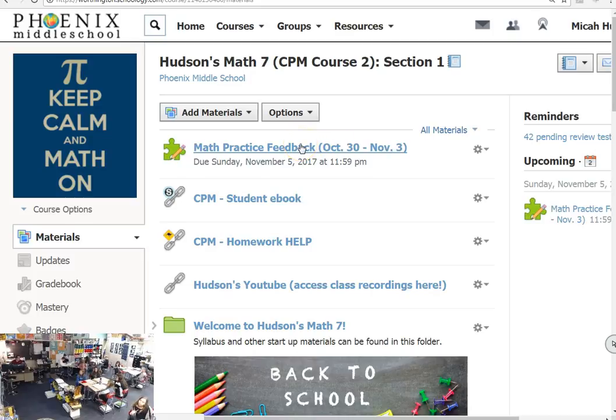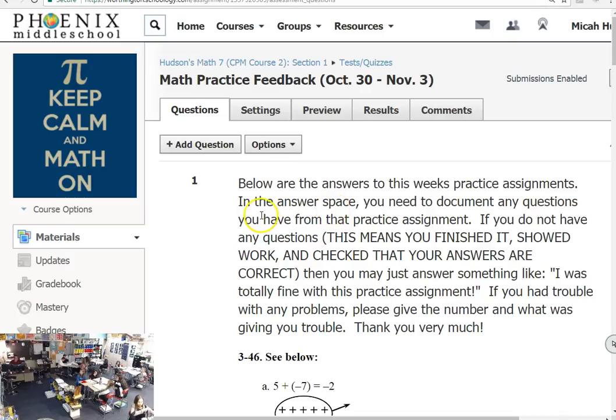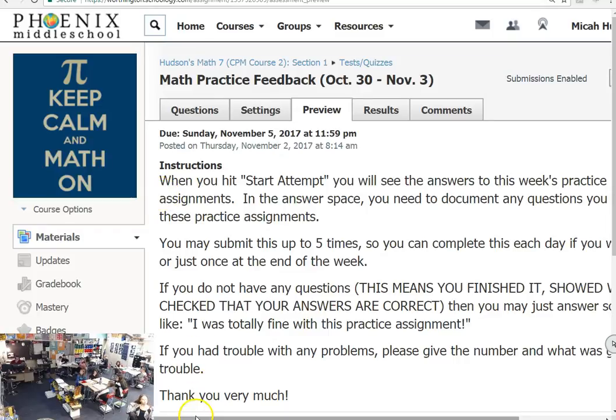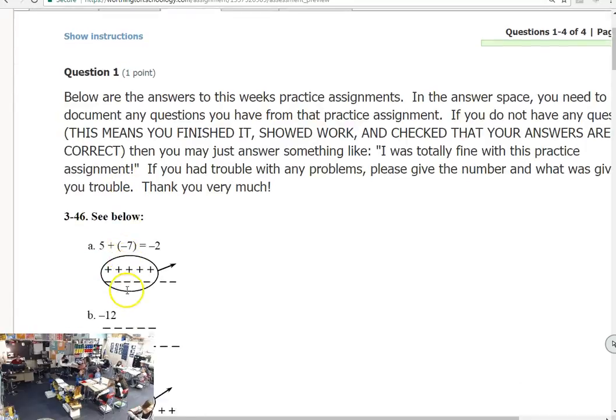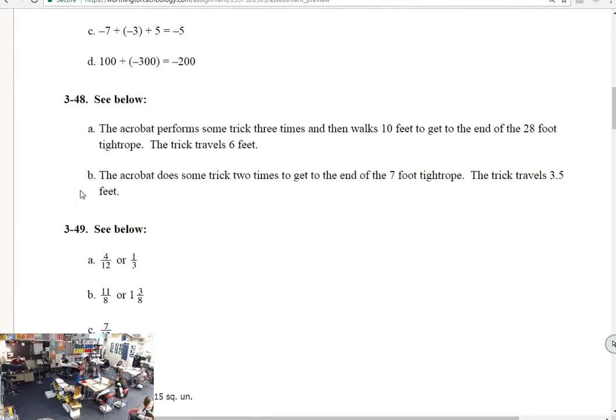Right now, you can complete this. You may type stuff in, but I'm not expecting that you do right now. Sorry, if I go to preview, that's actually what I should go to. So instructions will say when you hit start attempt, you'll see this week's answers. You may submit this up to 5 times, so you could do it on a nightly basis. Now I'm still making this up, so these directions might change. Long story short, if you hit start new attempt right now, you'll get all the answers for this week's practice.